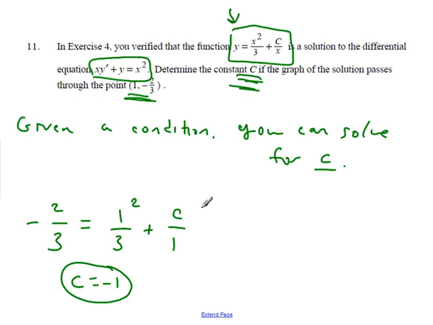So therefore, the equation y equals x squared over 3 plus -1 over x is a solution to this differential equation, and it goes through that point.